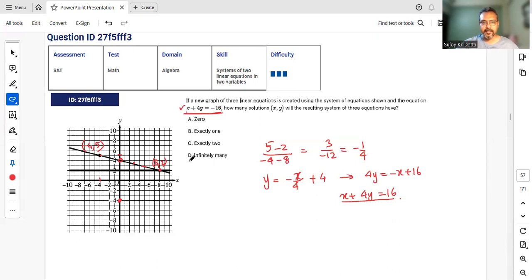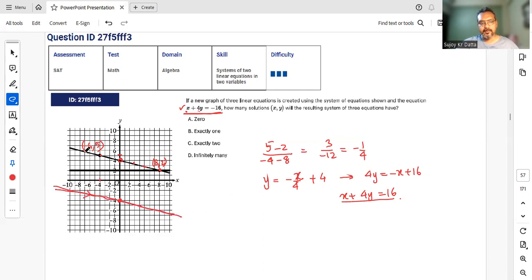So here, if I plug in x as 8 and y as 2, does it satisfy? So if you plug in x as 8 and y as 2, you get 8 plus 8 is 16, but that's not correct because you need -16 here. So that means this line that you have would pass through some other point, most likely like this.